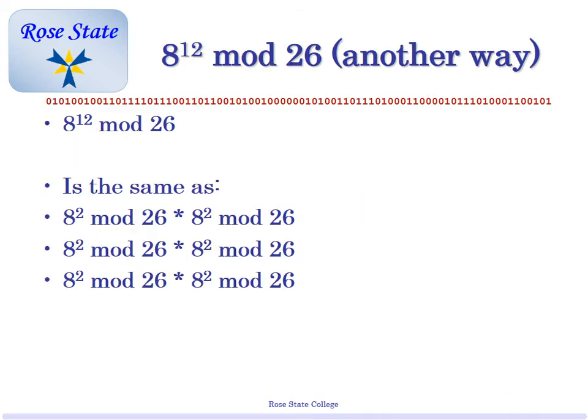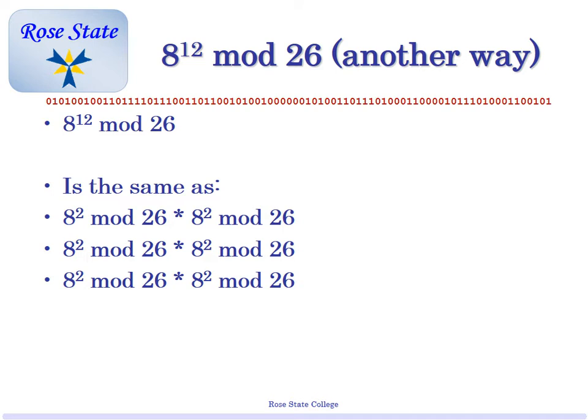What if I took 8 to the 12th power mod 26 and converted it to 8 squared mod 26? Think you could solve 8 squared mod 26? First of all, what's 8 squared? 64. 64 mod 26, you can figure this out pretty easily. Oh, you know what? There's a typo in that question. Don't take the test yet. I just saw the typo.